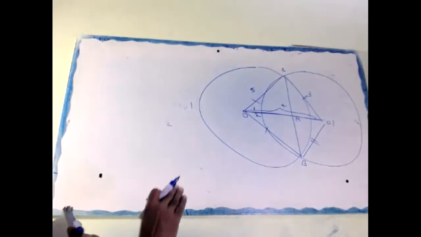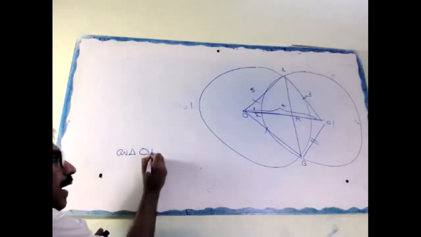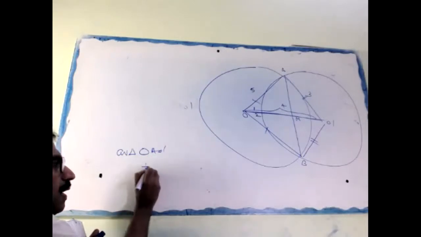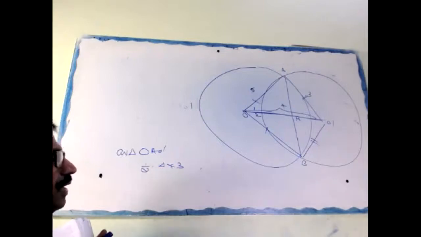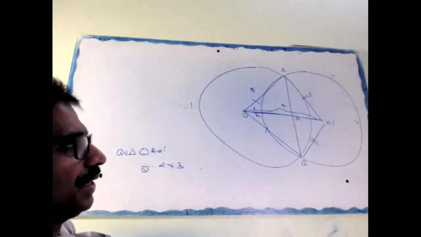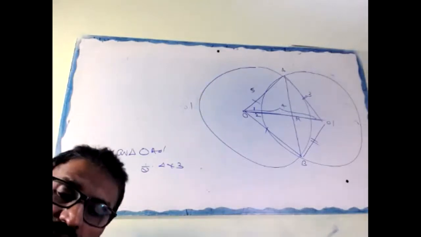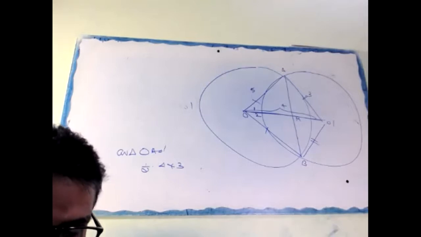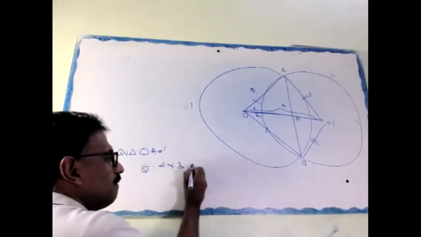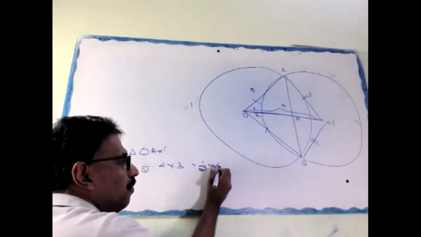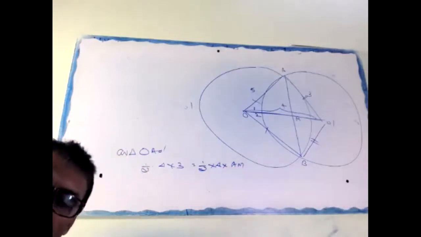Therefore, look at here. Area of triangle O dash equals half into 4 into 3. Correct or not? Half into base into height, because that angle is 90 degrees. 3, 4, 5 means 5 is the hypotenuse. Correct or not? Equals half into 4 into AM, because the area will be the same.